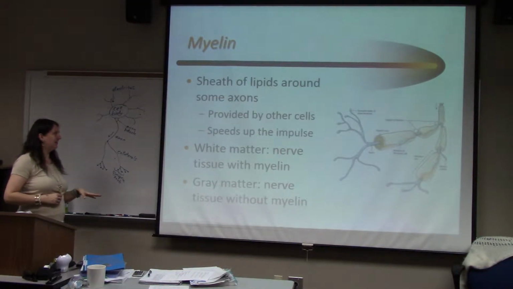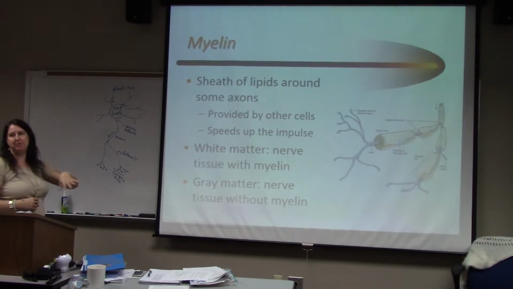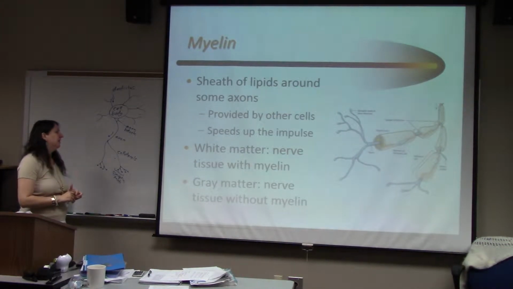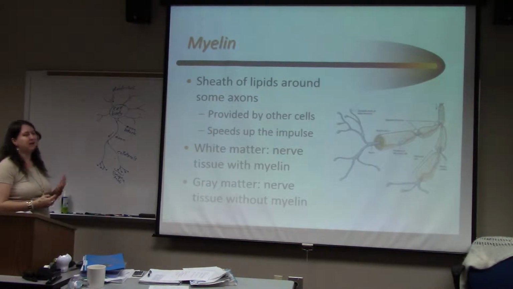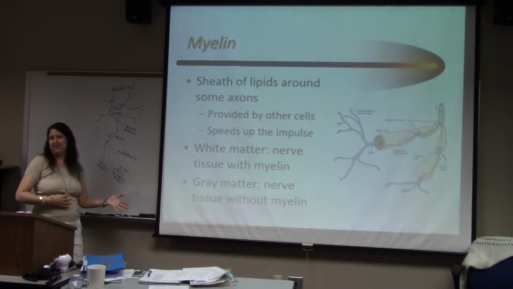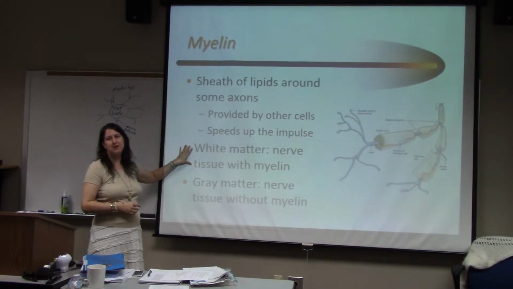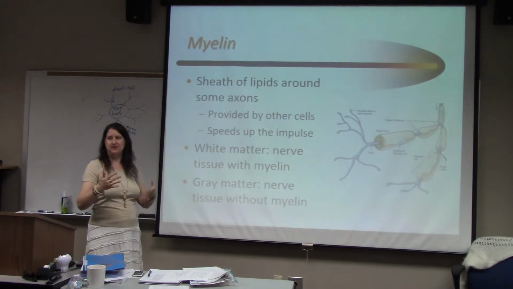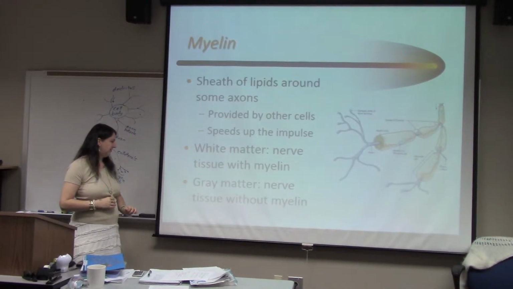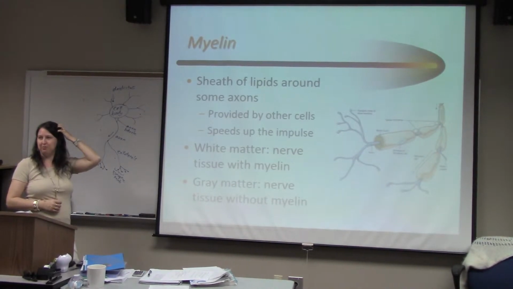On some axons, there's a special substance called myelin that speeds up the impulse or the action potential. So it lets the nerves communicate faster. It's not part of the neuron, it's provided by another cell. Not all neurons have myelin on their axons. Nerve tissue where there's a lot of myelin is called white matter, because myelin is white, and the whole tissue looks lighter. Nerve tissue without myelin is called gray matter. You might have heard of gray matter as part of your brain.